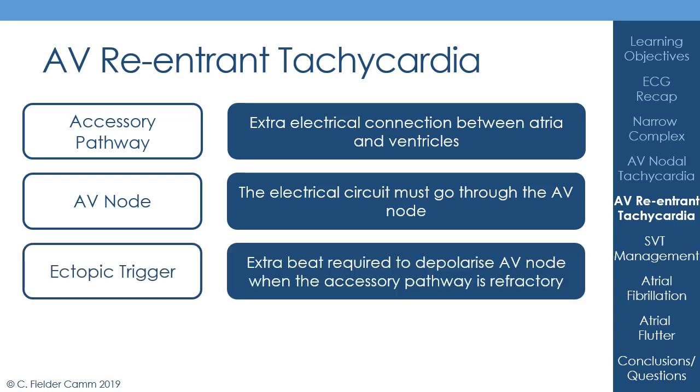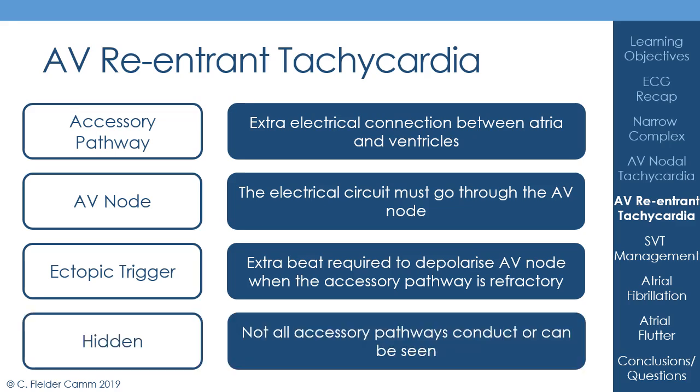And you need an ectopic trigger. You need this extra beat to occur to depolarize the AV node while that accessory pathway is refractory and can't take a signal, which means that by the time the signal has gone into the ventricles, it's able to come back up the accessory pathway to re-stimulate the AV node.